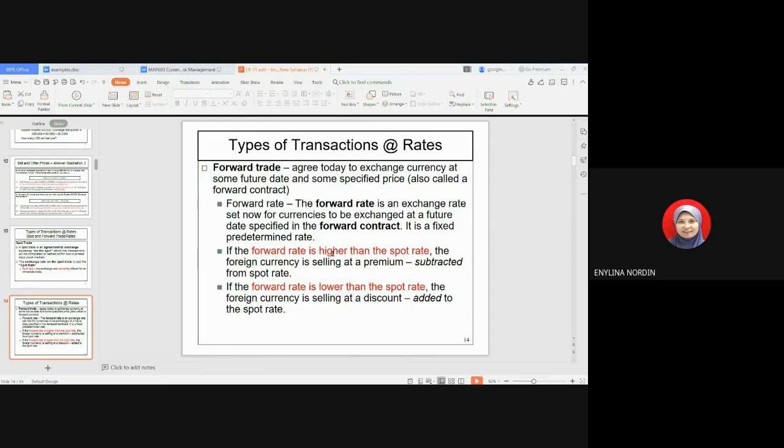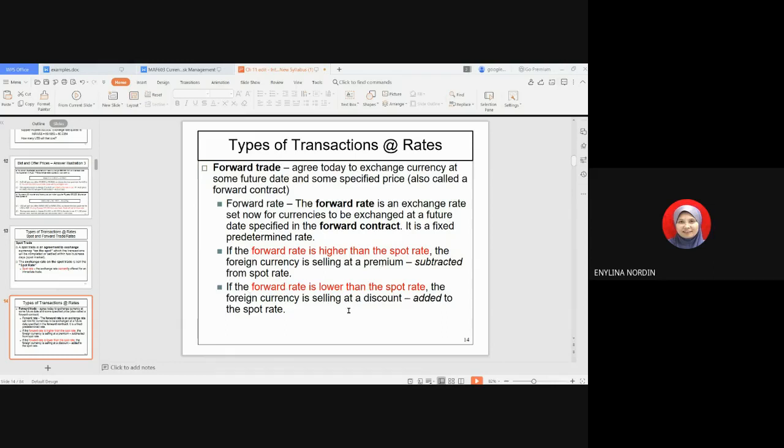Right, if the forward rate is higher than the spot rate, that means the foreign currency is selling at a premium. So that means the bank will subtract this premium from the spot rate. Maknanya dia kena tolak. Kenapa tolak? Soalnya kita sebut premium, it will plus, right? Will be added. But in this case, it's the other way around. You can see later on why it is subtracted from the spot rate for the premium.